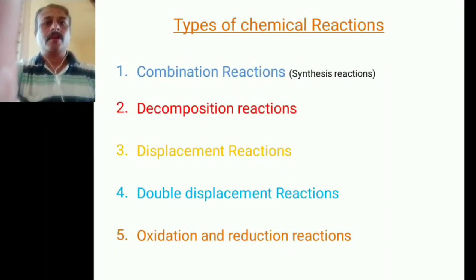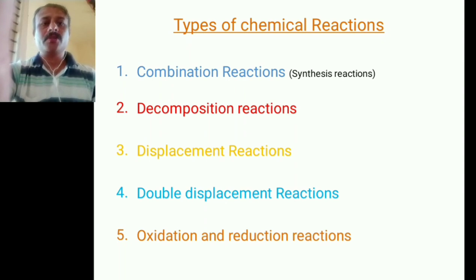In this video, we are going to discuss the types of chemical reactions. There are different types of chemical reactions, and these are classified into 5 major types. They are the combination reaction, which is also called synthesis reaction. The second one is the decomposition reaction. The third is the displacement reaction, also called single displacement reaction. The fourth is double displacement reaction. And the fifth one is oxidation and reduction reactions. Right? So these are the major 5 types of chemical reactions.